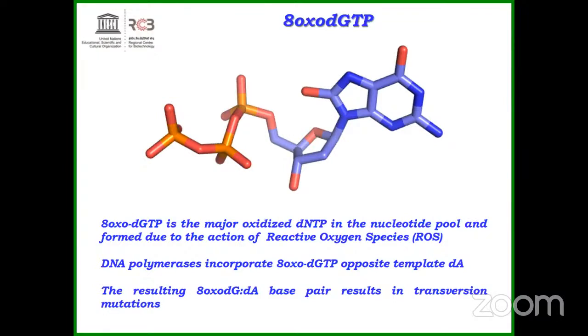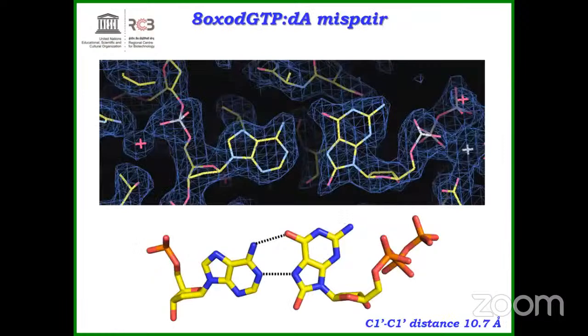So the problem with this oxidized 8-oxo-dGTP is that it will get mispaired opposite template dA instead of template dC. And that happens because it forms a Hoogsteen base pair instead of a Watson-Crick base pair. So the base of the modified nucleotide flips around the glycosidic bond from what is known as the anti conformation to the syn conformation, and it forms hydrogen bonds like this. So you get a Hoogsteen base pair like this.